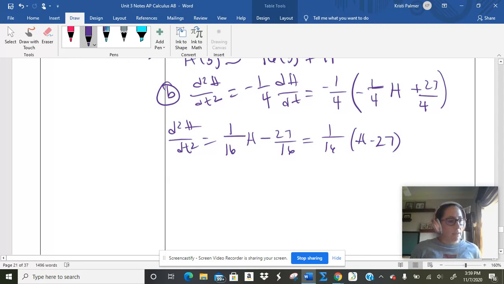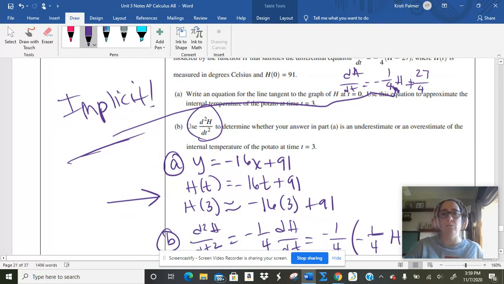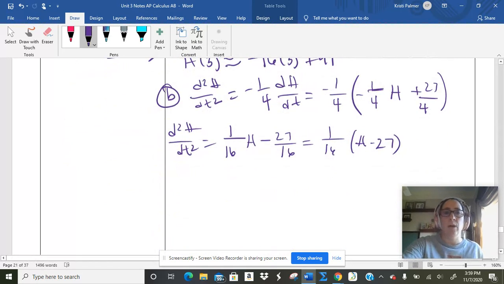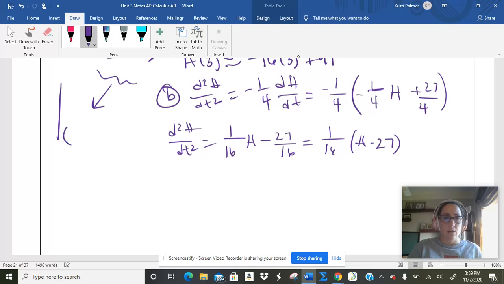So what are they asking? They want to know that estimate we just found when t equals 3 up here, was that an over or an under estimate? So what point were we using in part A? Do you remember what we evaluated at? What point? So we evaluated at that point, 0.91. So we have to do that same point here.